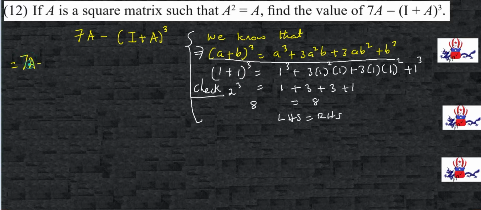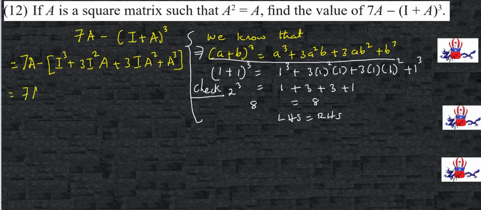So, rewrite 7A minus, open the parenthesis, and expand (I + A) raised to the power 3, which is going to be I cubed plus 3 times I squared A plus 3 times I times A squared plus A cubed. This can be rewritten as 7A minus, open the parenthesis, I cubed, minus 3 times I squared A, minus 3 times I times A squared, minus A cubed.